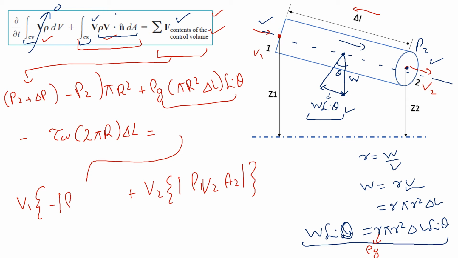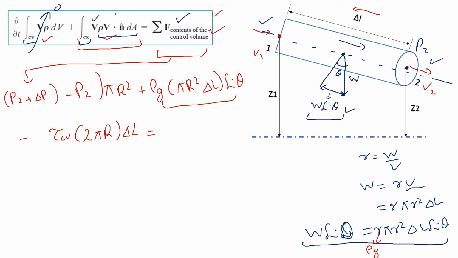So at control surface 1 and control surface 2, the velocities are the same. So the right hand side of this equation will come out to be 0. We will only be left with the pressure forces acting on section 1 and section 2, the weight of the liquid, and the shear forces that are acting on the sides of this pipe. So now we will work with this equation and we will simplify it a bit more.